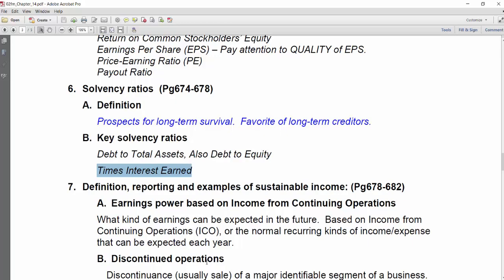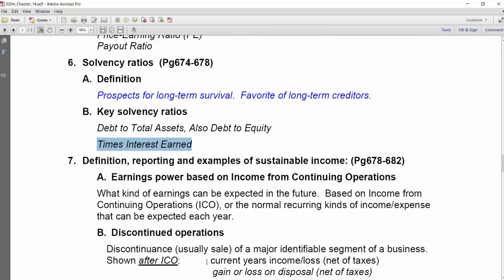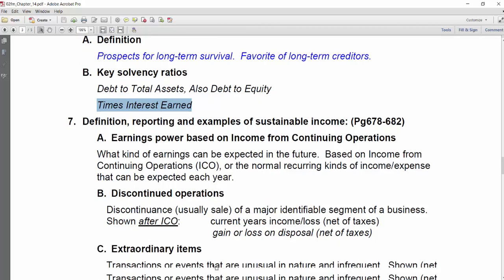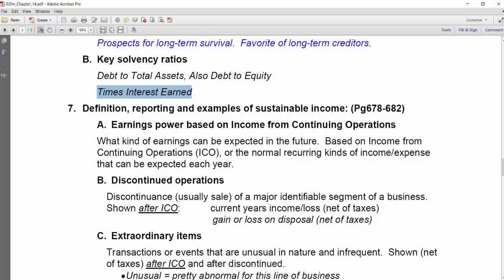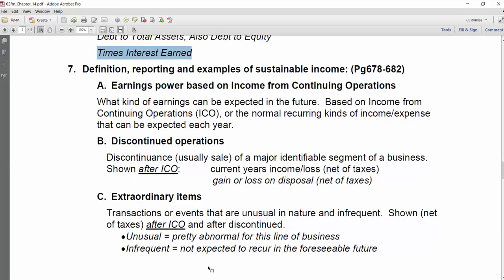Some things that happen on a company's income statement are sort of unusual items. Discontinued operation is when a company gets rid of a major chunk of itself, and it's shown after income from continuing operations. So this is a one-time item that you wouldn't expect to see again in the near future. Extraordinary items are items that are really unusual and infrequent, and they're also shown after income from continuing operations. So it means they're not very normal for the line of business you're in, and you're not going to expect to see them again in the near future.